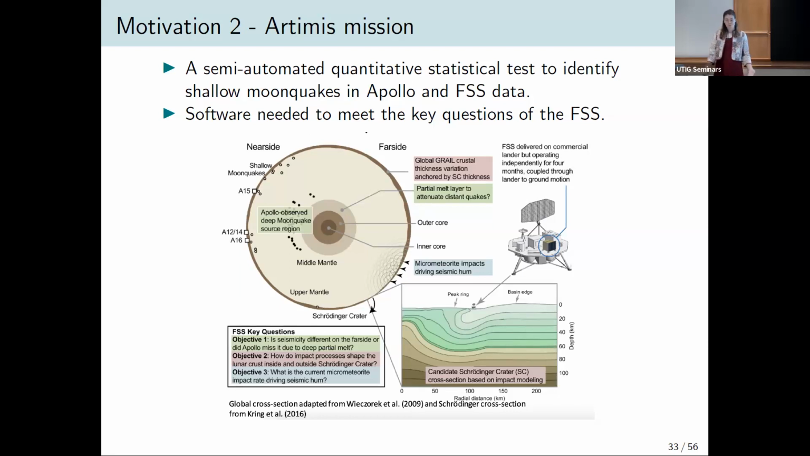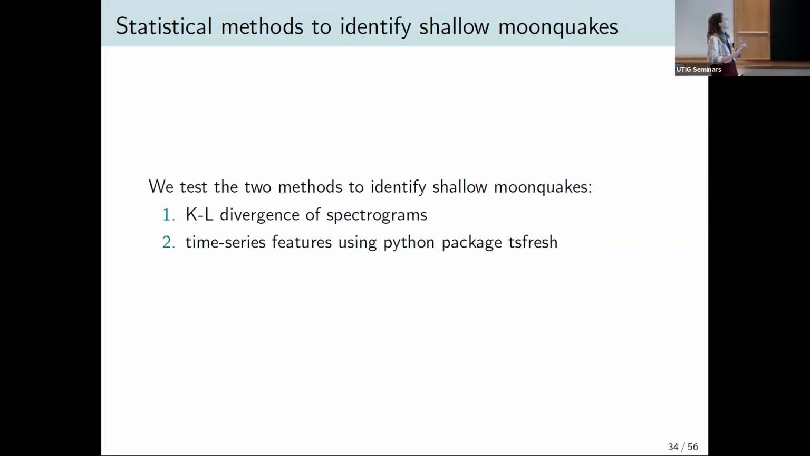But we still need to be able to tell what is an impact and what is a shallow moonquake. And so we want to come up with a better way of telling the difference that doesn't require us to just look at signals really hard. That's what we're trying to do. We're trying to use some statistical methods to identify the difference between shallow moonquakes and impacts. And I have used two different methods to do this. I'll start off with using the KL divergence.